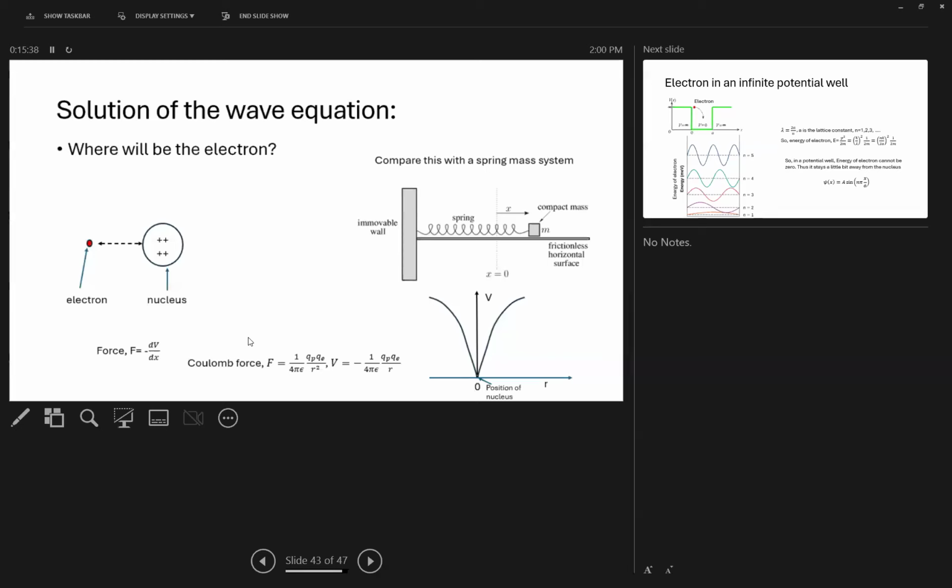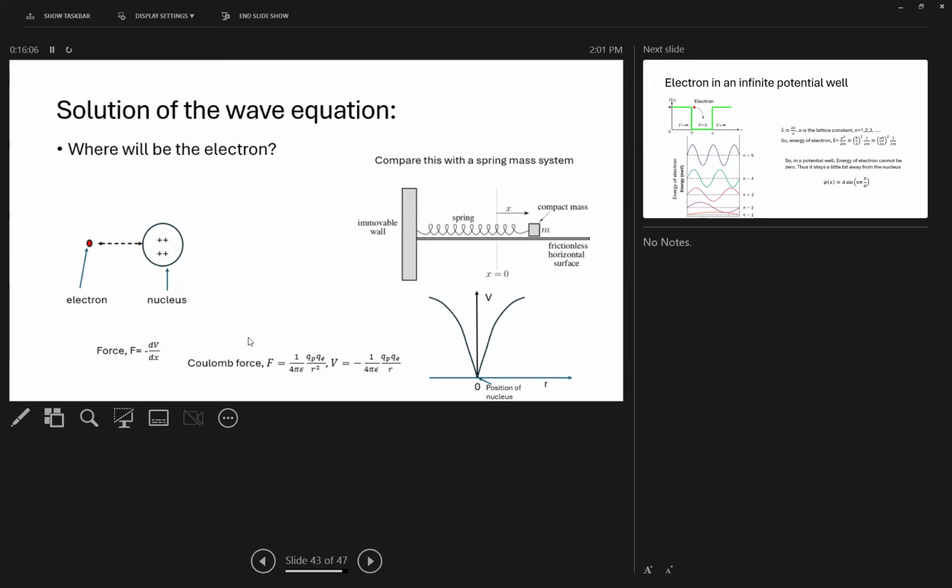Although it doesn't look like a parabola, the main idea remains the same: if you try to pull the electron away from the nucleus, let's say the nucleus is here, and you release it, the electron will go back to the nucleus because the potential energy is minimum here. It will try to fall back into the well.